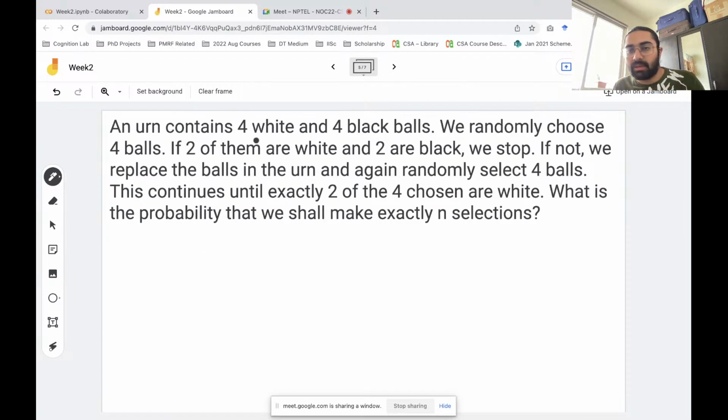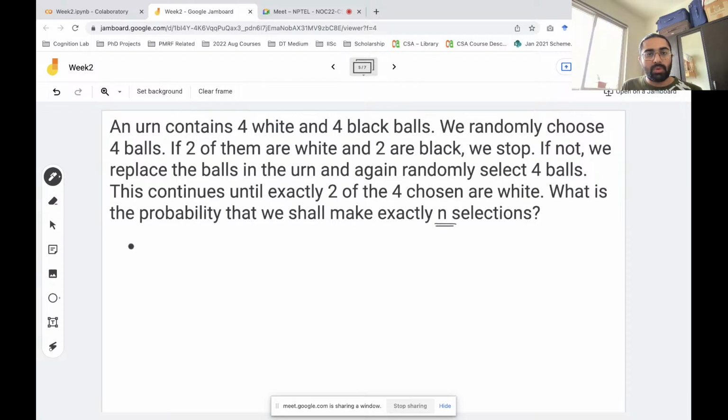So this is one problem that I found a bit interesting when working on probability. Let's say we have a question here. There's an urn which contains 4 white and 4 black balls, and we randomly choose 4 balls. If 2 of them are white and 2 are black, then we stop. If not, then we replace the balls in the urn and again randomly select 4 balls. This continues until exactly 2 of the 4 chosen are white. So what is the probability that we shall make exactly n selections?